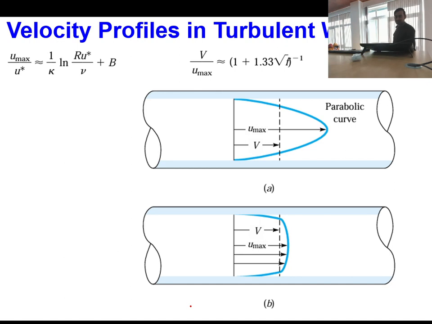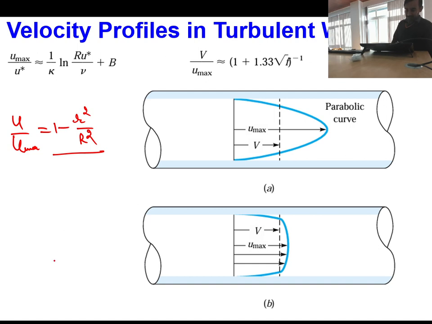Okay, now we can talk about velocity profile in laminar and turbulent flows. So we know that in laminar flow our velocity profile u by u max is equal to 1 minus small r square by capital R square. So that's why my velocity profile is actually parabolic. On the contrary, in case of turbulent flow, if I calculate u max by u star, that comes out to be 1 by k ln ru star by v, or this gives me the relationship between v by u max as something like this, in terms of the friction factor.